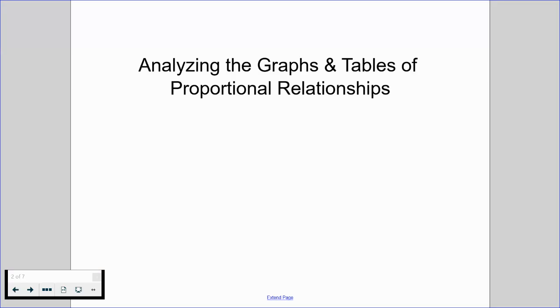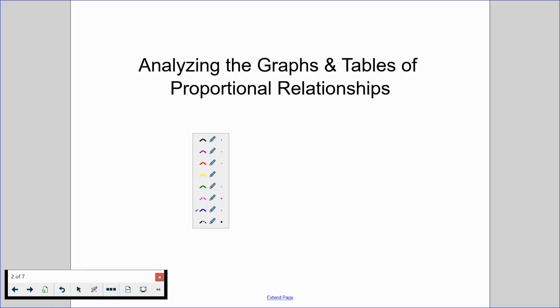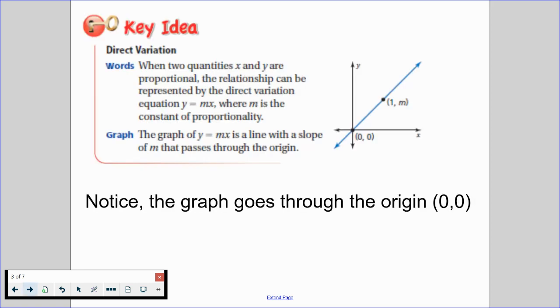All right, welcome back. So today we are going to be talking about how to analyze the graphs and tables of proportional relationships. Last time we started talking about what it means to be a proportional relationship, and today we are going to be analyzing the graphs and tables of proportional relationships. So without further ado, let's begin.